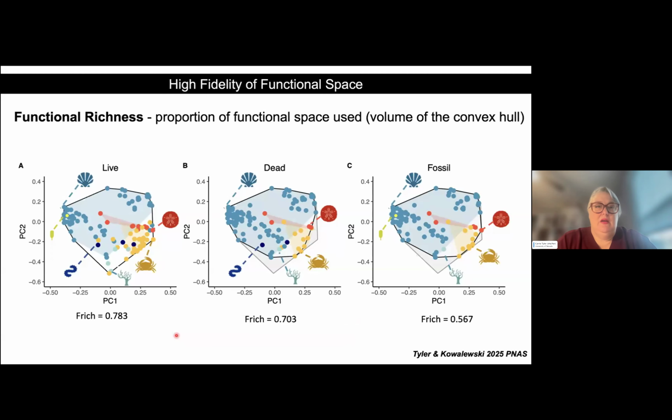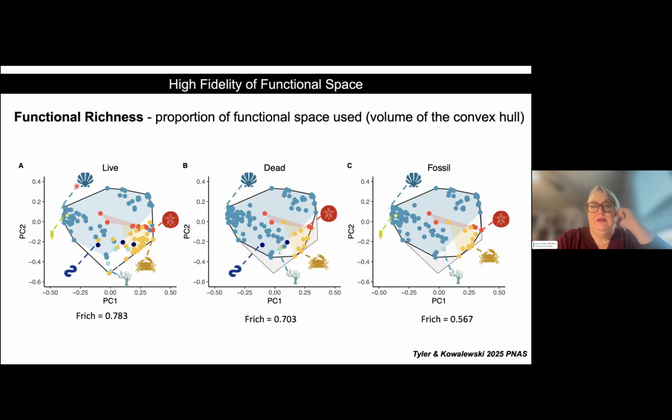So here's the most straightforward measure, which is a measure of functional richness, again, using the fuzzy coded approach with more traits. And functional richness here is measured as the proportion of a functional space used. It's essentially the volume of the convex hull. Here's our live, dead, and fossil again. And here's the convex hull for the live, and I've mapped it onto all 3 of these so you can compare how they differ from the live assemblage.